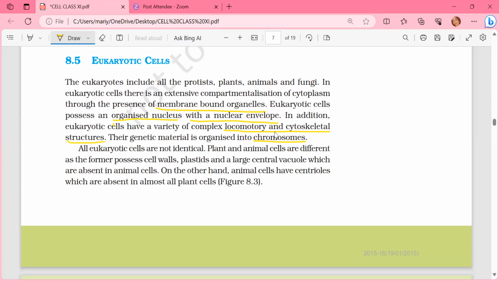Now, all eukaryotic cells are not identical. The plant and animal cells are very different from each other. How? The plant cell contains the cell wall, it contains the plastid, like the chloroplast is a plastid only. So it contains different kinds of plastids and a large central vacuole, which are absent in animals. The animals will not contain the cell wall, the plastid, or a large central vacuole. But in the case of animals, centrioles are present, which are completely absent in almost all of the plants.